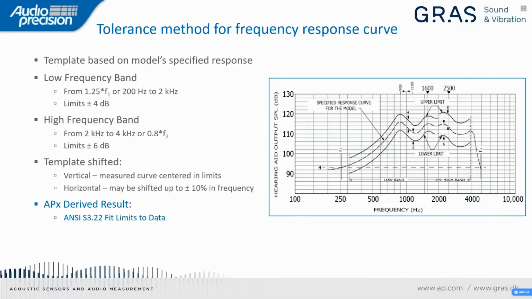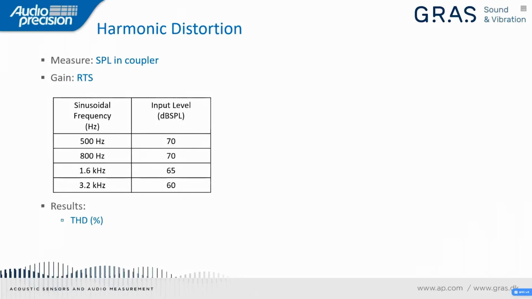Next, we have the harmonic distortion. So here we're simply measuring the total harmonic distortion in the coupler. The gain of the device is set to the reference test setting, and there are 3 or 4 frequencies and levels specified at which to measure this. So we simply generate a sine wave at the specified frequency and level and measure the total harmonic distortion in %.